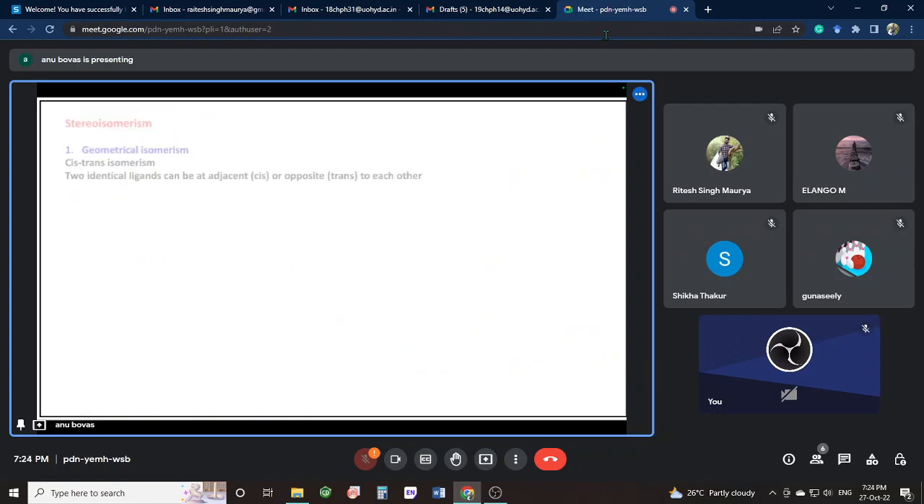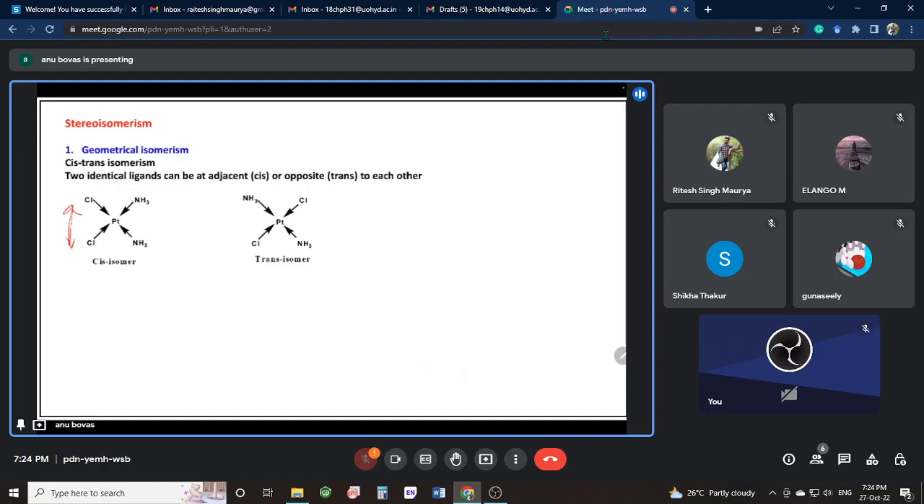The next is stereoisomerism. In stereoisomerism, we have 2 types: geometrical isomerism and optical isomerism. Geometrical isomerism is also called cis-trans isomerism. This we all know, what is cis and what is trans. If 2 identical ligands are adjacent to each other, it is called cis, and if 2 are opposite to each other, it is called trans. This is in the case of coordination number 4, but it can also be in coordination number 6, like in octahedral complexes.